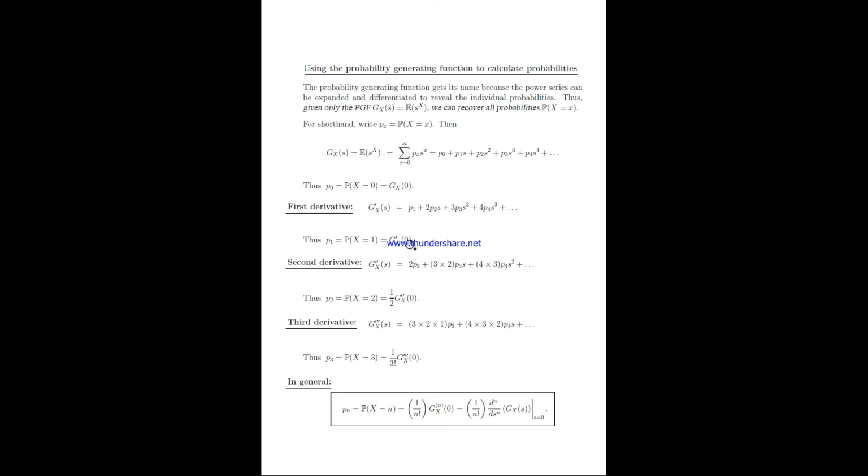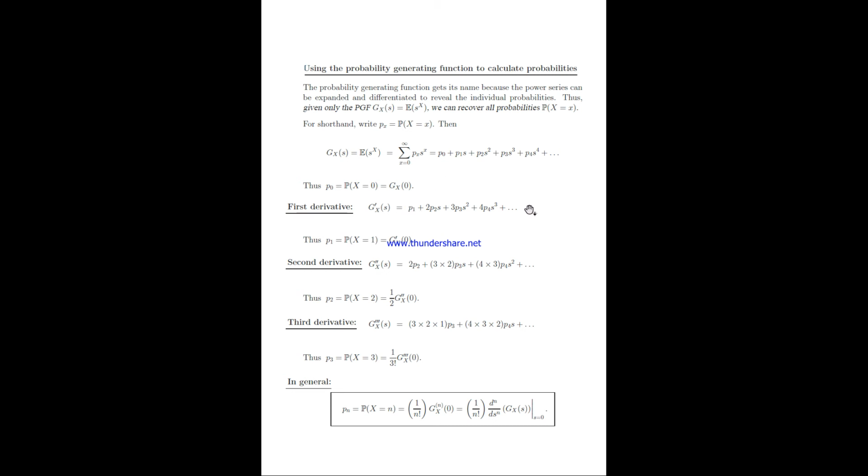So you can see, when you take the probability generating function and right away substitute 0, you get P0. That is the probability where x equals 0. And when you take the first derivative and substitute 0, you get the probability when x equals 1, P1. Likewise, if you want the P2 value, where x equals 2, you have to take the second derivative.